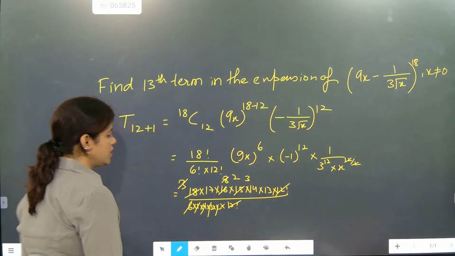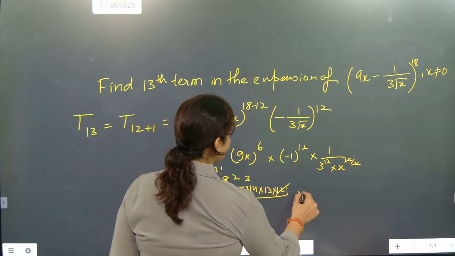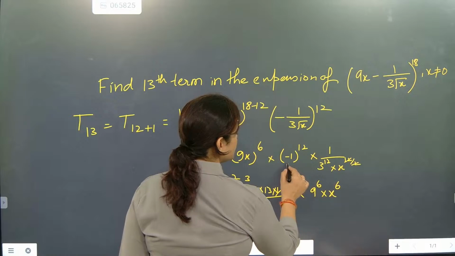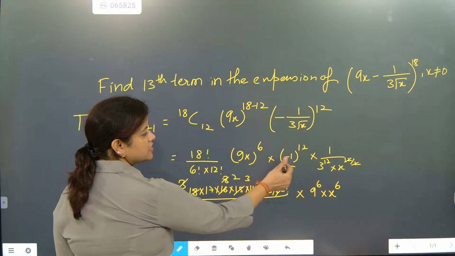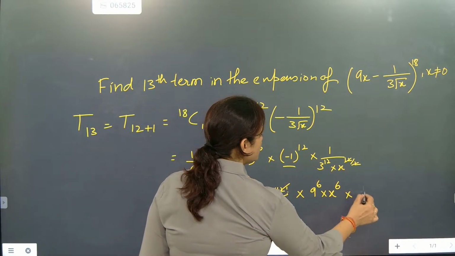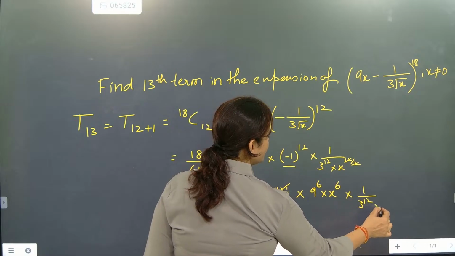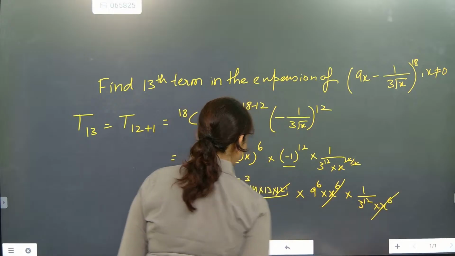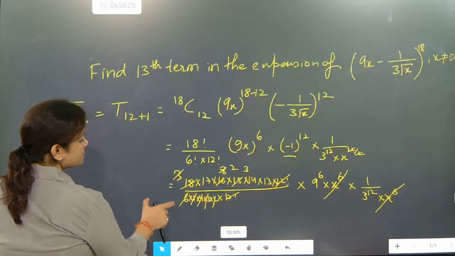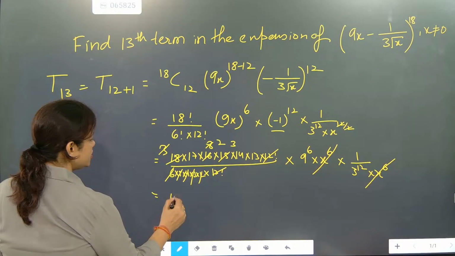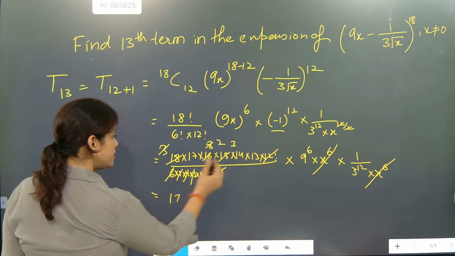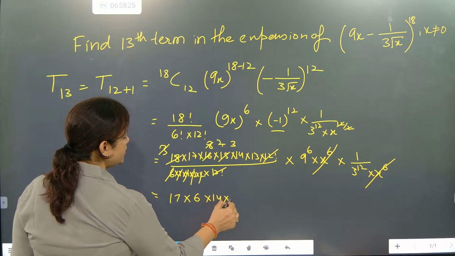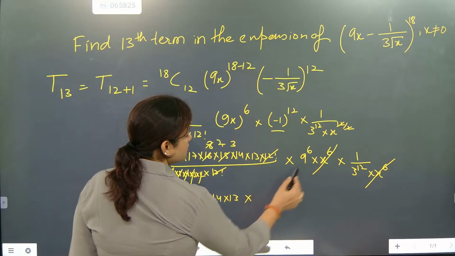Whenever you feel like solving, waste time in this manner. So here it will become 9 to the power 6 x to the power 6. This part will become what, beta? Minus 1 to the power even number is 1, into 1 by 3 to the power 12 into x to the power 6. So up x to the power 6, down x to the power 6 will cancel. What is left with you is 17. And here 3 2s are 6. Here 14 into 13.